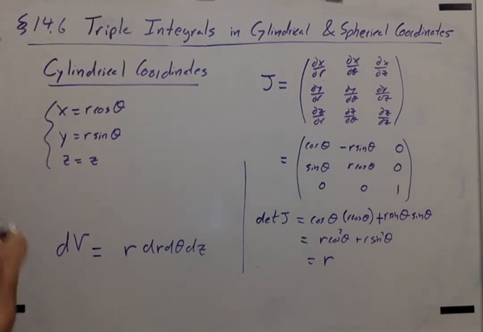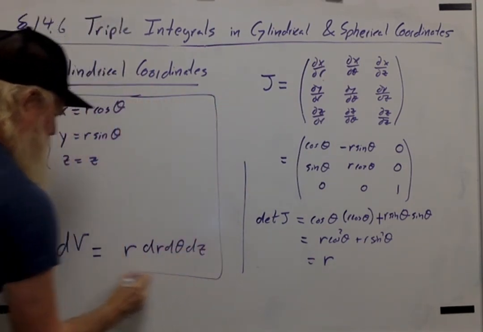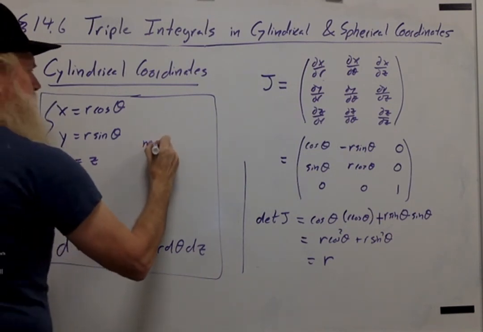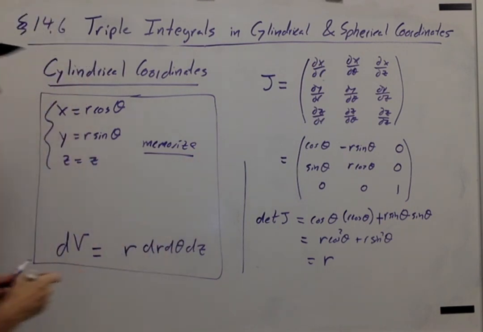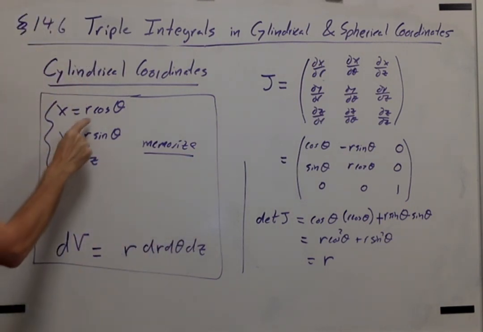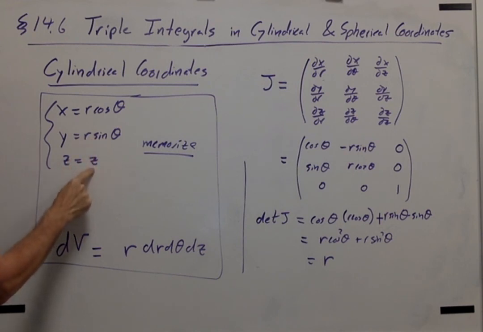And I would suggest that you memorize this substitution for cylindrical coordinates. And then if you want to switch from rectangular to cylindrical, all you have to do is substitute these values in for x, y, and z, and replace dV with r dr d theta dz.